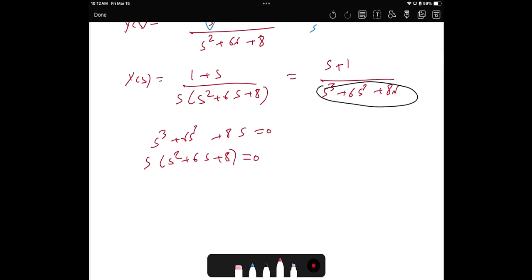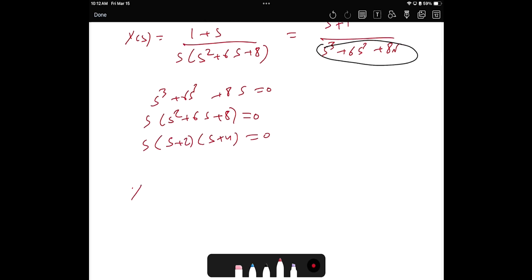You can find the roots using the general formula or any other method. So they will be s = 0, s = -2, and s = -4. As a result, I can rewrite Y(s) in terms of the poles as (s plus 1) over s times (s plus 2) times (s plus 4). After that, I'm ready to do the partial fraction expansion. Okay, just like calculus, it's just math.